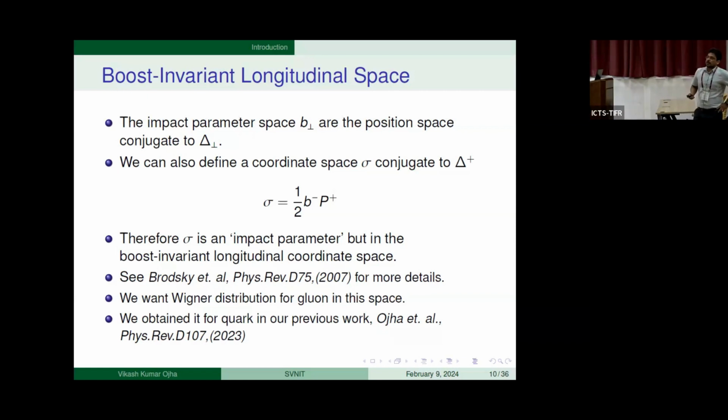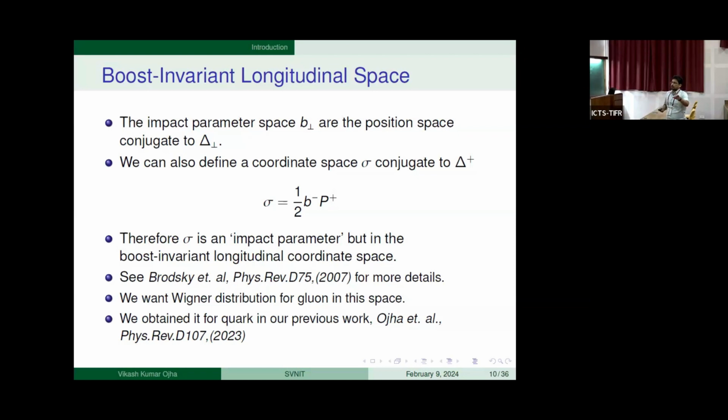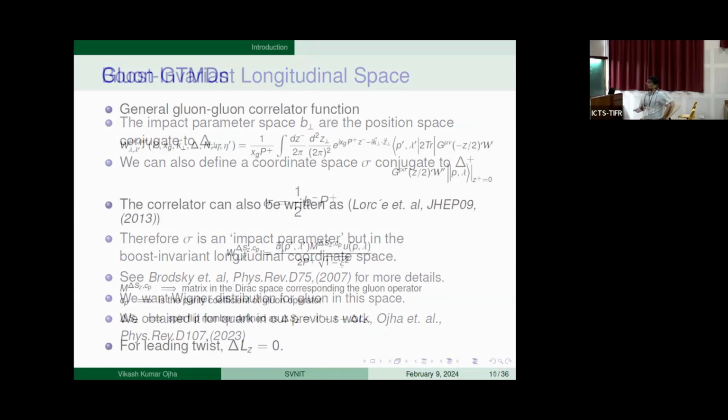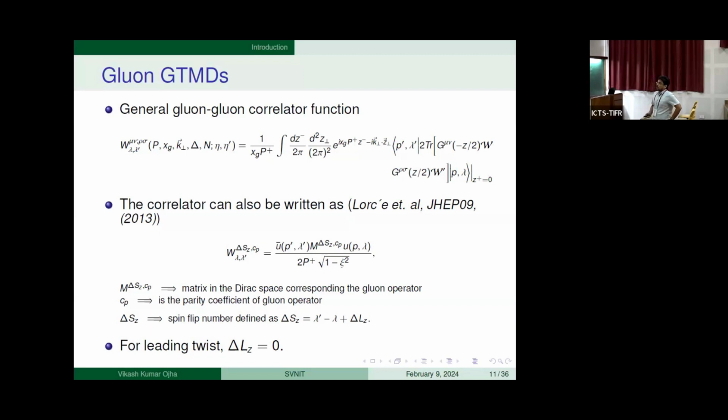And if you are more interested in this particular impact parameter space, you can simply refer to this particular article by Brodsky and others. We have calculated this Wigner distribution for the gluon in this boost invariant longitudinal space. For the quarks, we have already done it and the result got published. And this particular work, which is under communication, has been done for the case of gluons. Okay, so these are the gluon GTMDs.